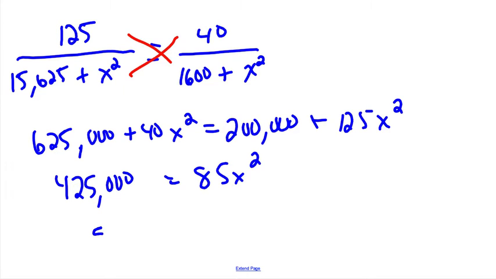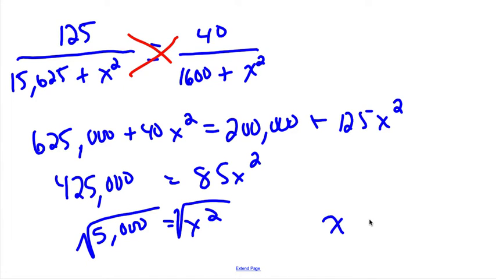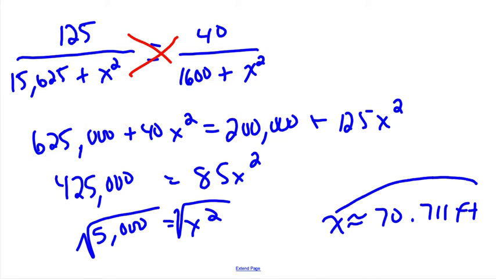Divide by 85, you get 5,000 equals x squared. And then you take the square root of both sides. You get x. We don't need the plus or minus because we're dealing with distance, so we just need the positive. Approximately 70.711 feet is how far they would be away.